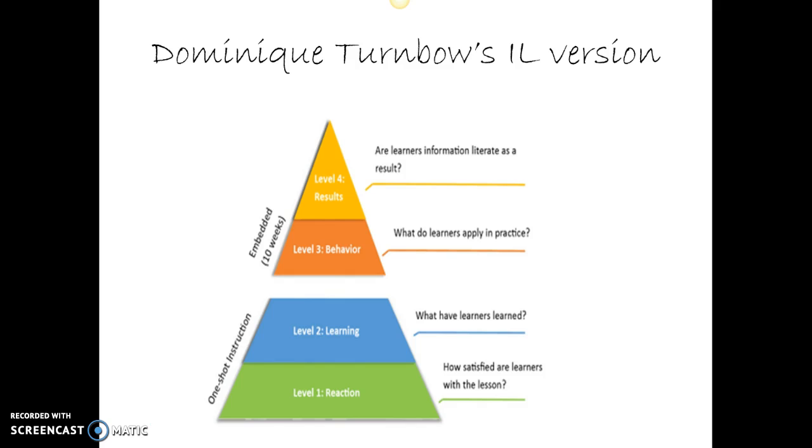Level 3 and level 4, the behavior, what do learners apply in practice, and are learners information literate as a result. Those are really important, but they're not things that we can capture at the end of a one-shot, right? Not at the end of 50 minutes or an hour and 15, we can't do some kind of test and say, now are you information literate? Or can we say, all right, at this point, show me how you're going to put your bibliography together? Those are longer terms, and one of the challenges with that is the farther you get away from the one-shot, the less realistic it is to say that the one-shot was the defining point that changed level 3 and level 4 behaviors.